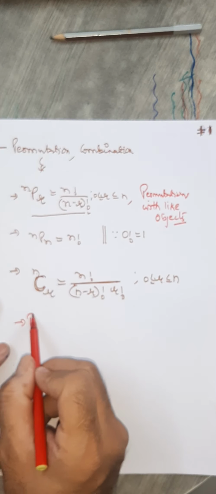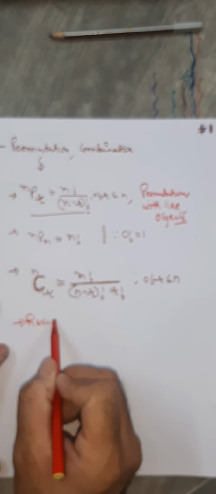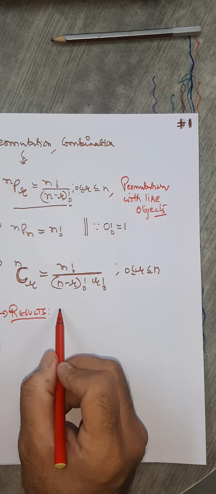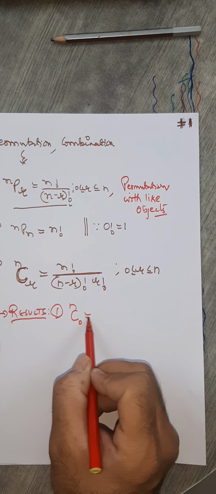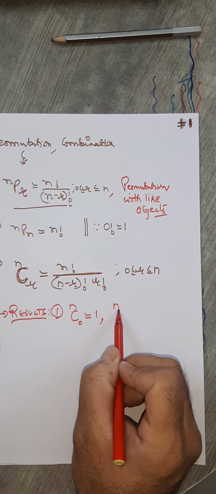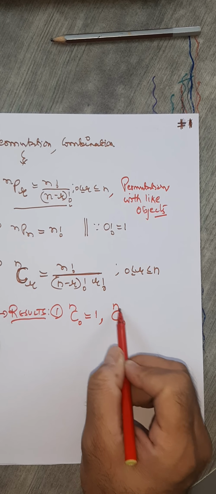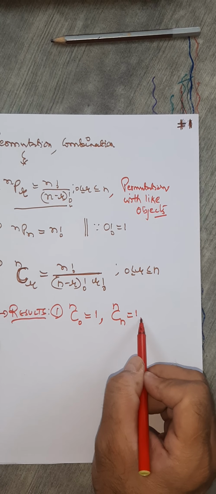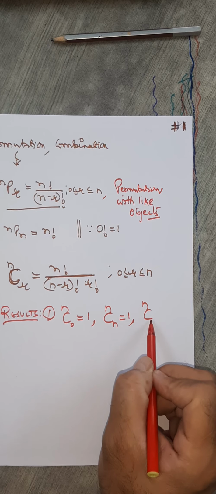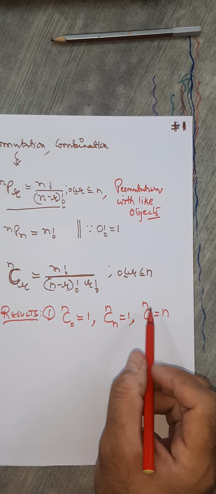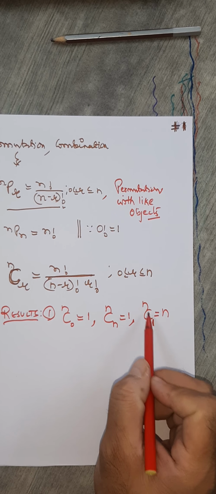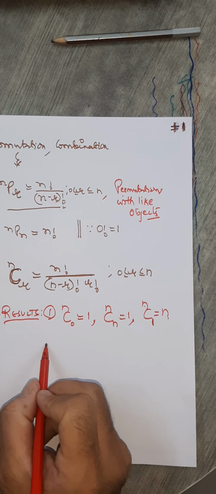Here, let me just remind you of results related to combination. One result is this: nC0, the number of ways of selecting no objects, is 1. nCn, selecting all objects, is 1. And nC1 is always n, right? The number of selections of one object out of n is n.